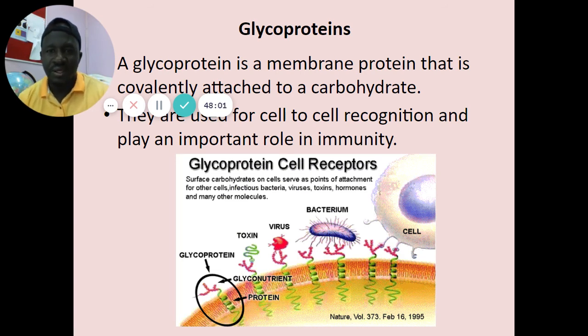So how does it work? Surface carbohydrates on cells serve as points of attachment for other cells, infectious bacteria, viruses, toxins, hormones, and many other molecules. For example, you will see a glycoprotein here that can be a point of attachment for a virus. We get it captured from there, and then patrolling cells come and pick them. It can be a bacterium, so it's like they are traps, to trap and then keep for a big cell to come and destroy.